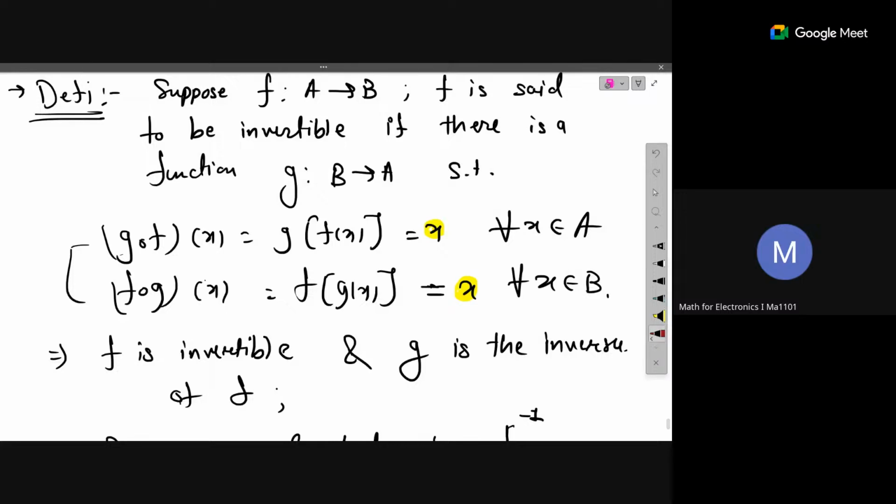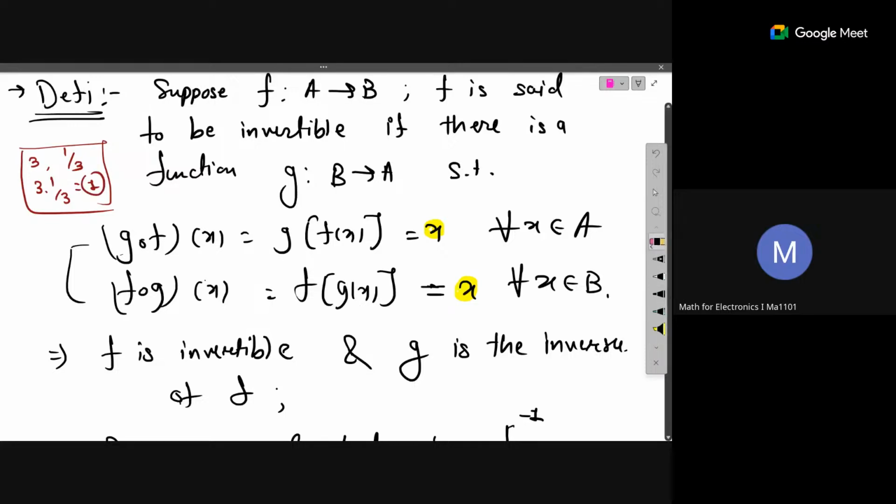So this definition you can also relate with our real numbers, right? So we say that the inverse of 3 is 1 by 3, because if you multiply these two numbers, you will get 1. 1 is the identity. So some kind of same thing is happening here for functions also. Okay. Is there any doubt in the definition of inverse of a function?